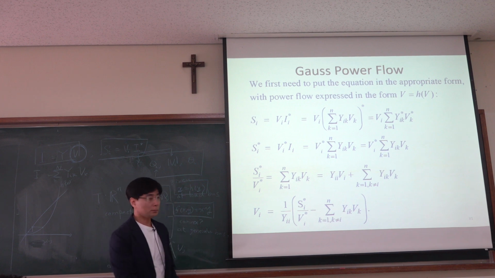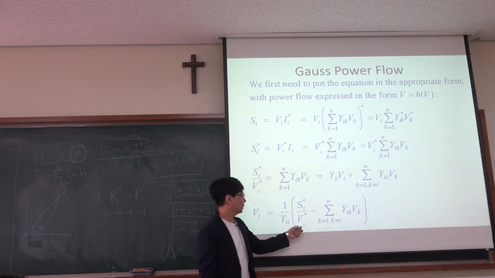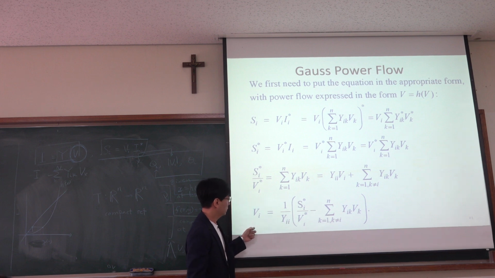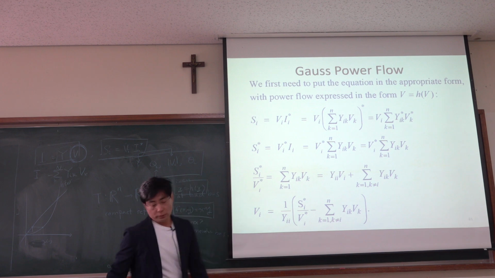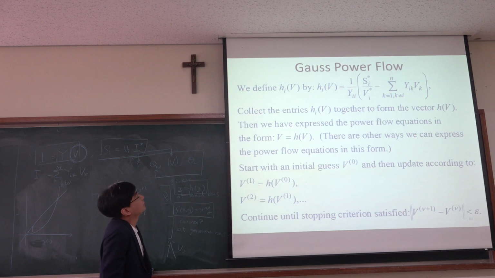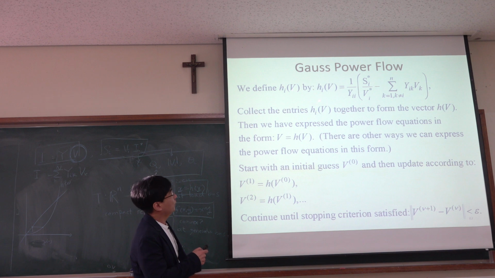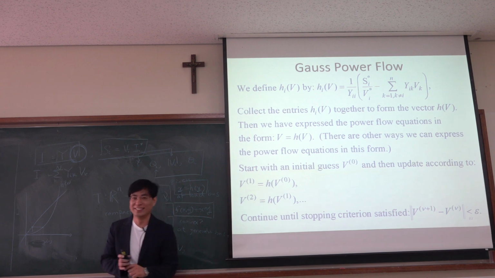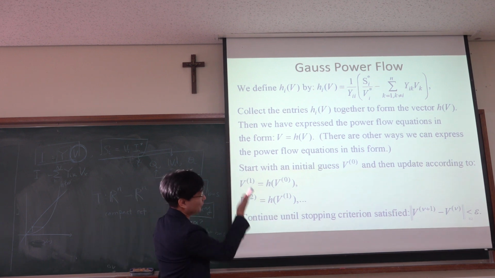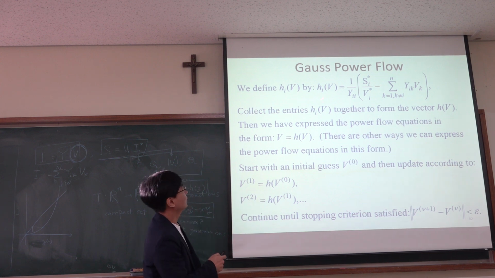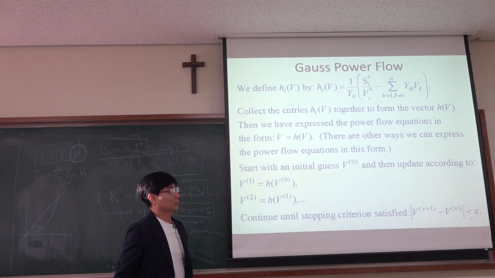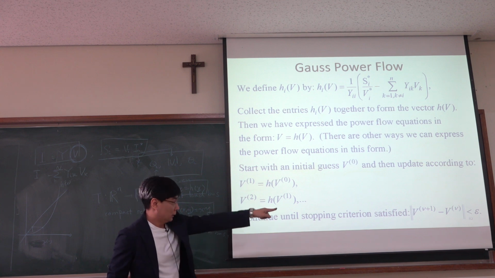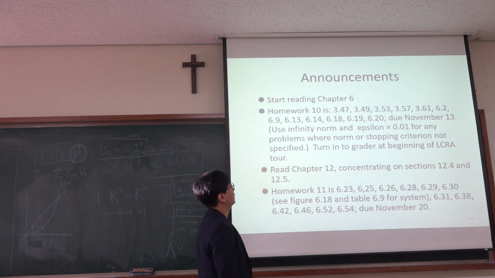Now you see, V_i is a function of V_i, just as x is a function h of x. So just plug in and do the iteration. h of V is given like that. From some initial value, do the iteration. It converges sometimes, and using some stopping criteria, you get the solution.